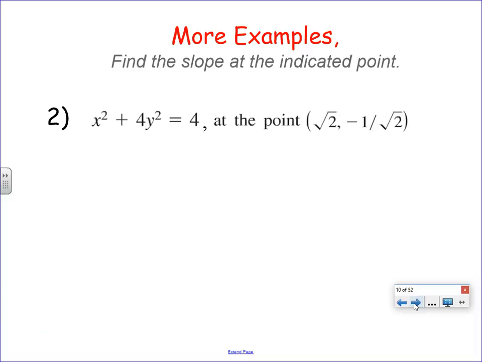Go! This is the easy one. Come on, x squared plus 4y squared equals 4. Go find me a derivative, d/dx of both sides.